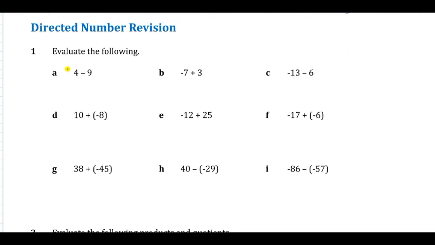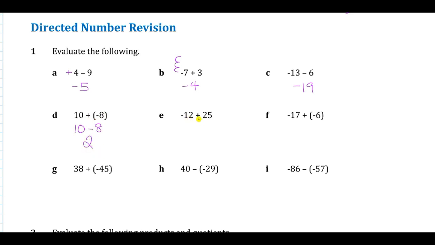For the directed number, 4 plus 4, subtract 9. The negative will win, negative 5. Negative 7, adding 3, means I'm going to jump 3 spots up the number line. It'll give me negative 4. If I'm already down to negative 13 and I take 6 more away, I'll be even lower at negative 19. 10 plus negative 8, the addition of a negative number is the same as a subtraction, so that will equal 2.